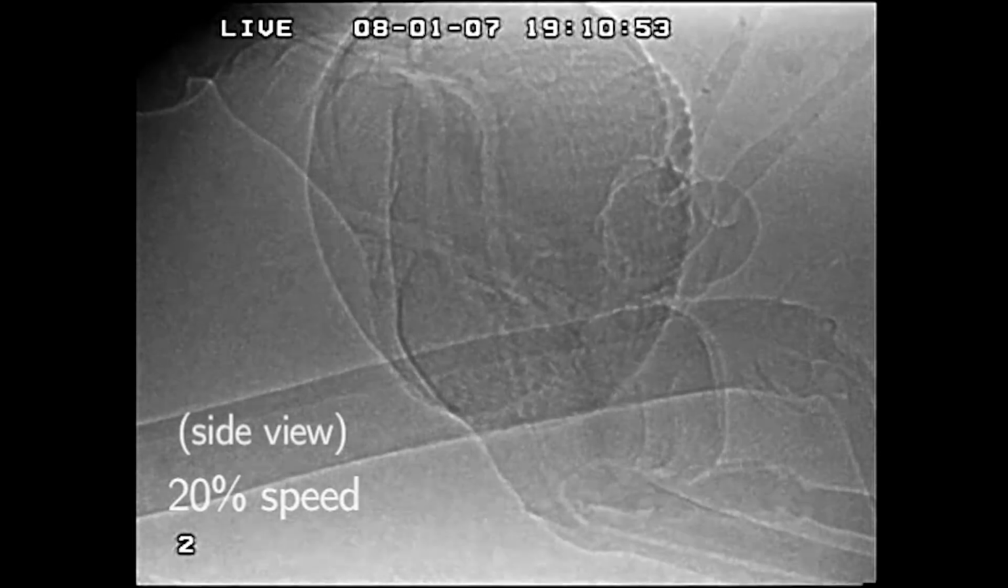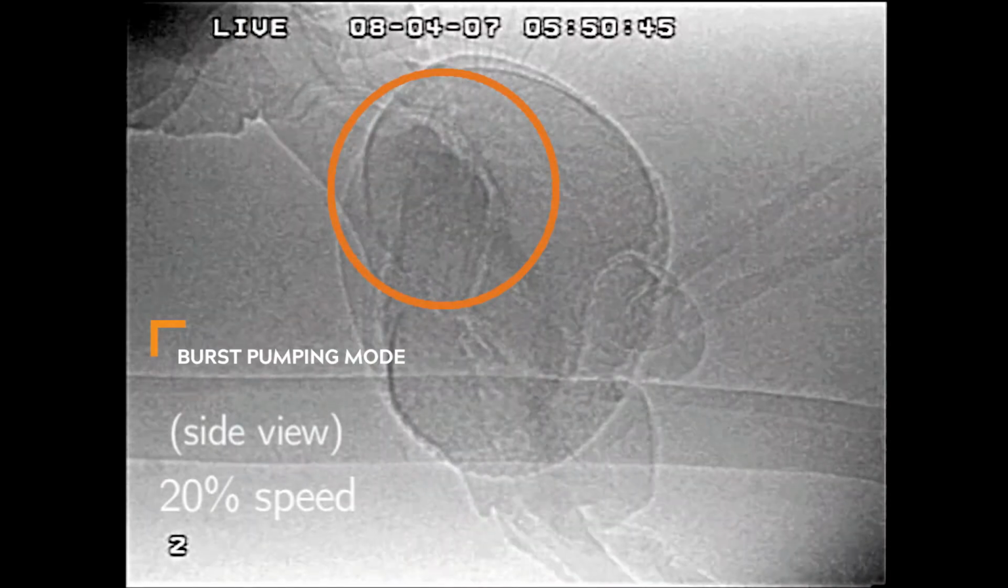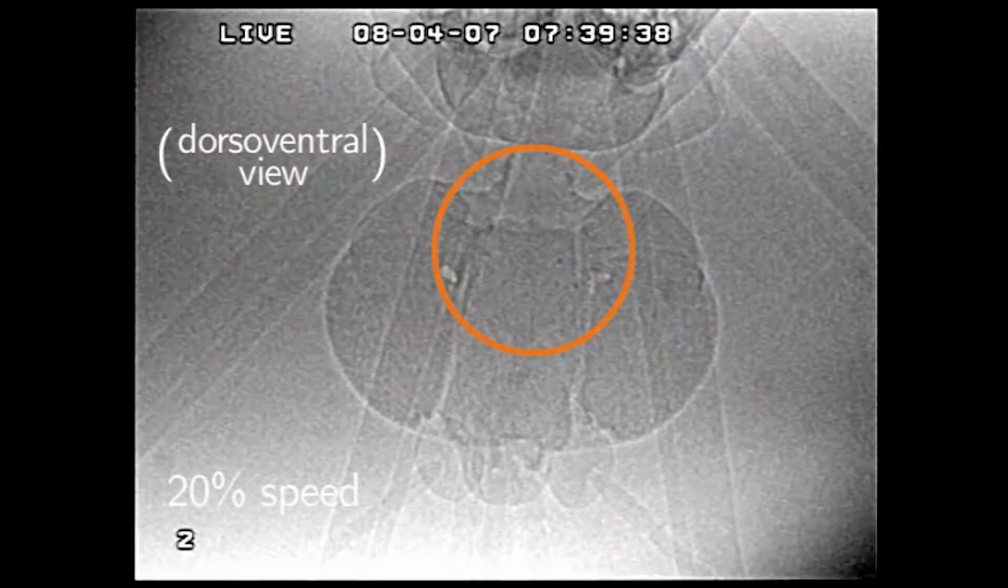In the course of our X-ray recordings, we discovered something completely different. Occasionally, and we don't know why, the animal will burst. Instead of these small little pumps, you get a massive expansion of both pumps. The second pump expands to a volume that's about 19 times what it does in the other mode. Okay? It's a massive increase in volume.